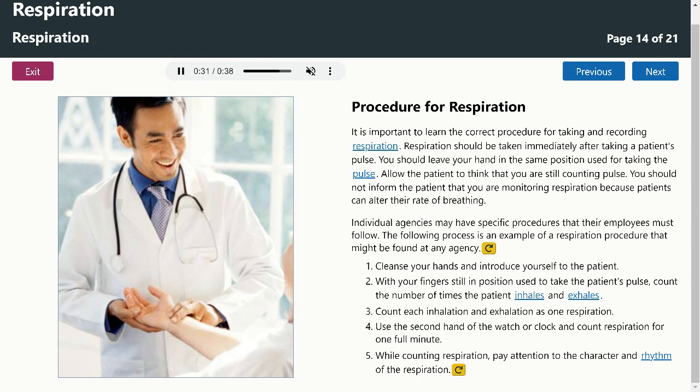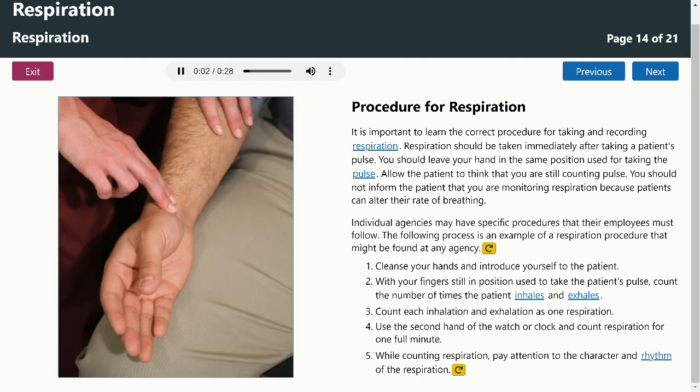So you'll wash your hands and introduce yourself to the patient. With your fingers still in position used to take the patient's pulse, you're going to count the number of times the patient inhales. So remember, when they inhale and exhale, that's one. Inhale, exhale, two. Inhale, exhale, three. You'll count that for 1 full minute. You'll use a second hand watch or clock and count respiration for 1 full minute. While you're counting, pay attention to the character and rhythm of the respiration.